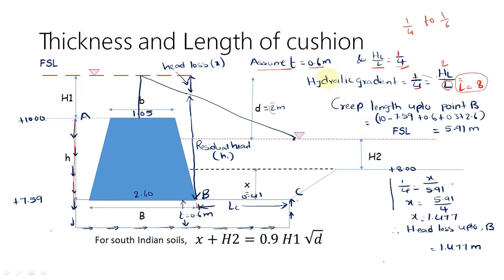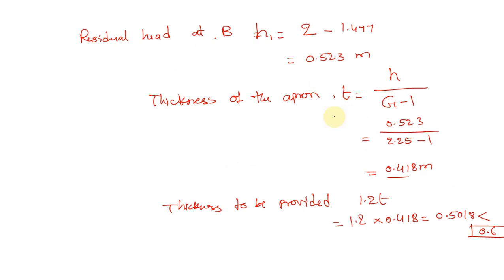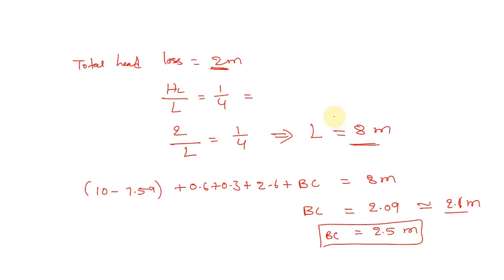Okay, now we will see this creep length. You can see, I think it is the next slide. Yeah, this one. So the total head loss is 2 meters. So HL by L is equal to 1 by 4. So 2 by L, so the length required is 8 meters. So we have to check it. Here BC is the length of the cushion, LC.